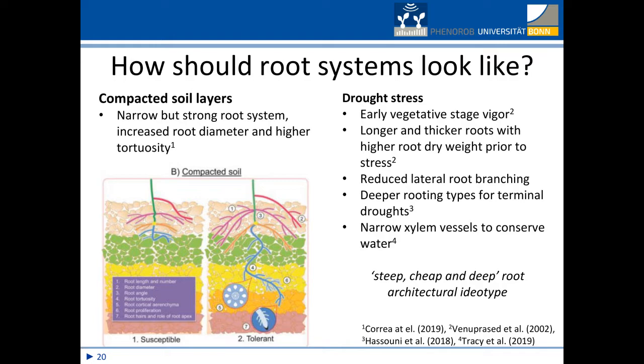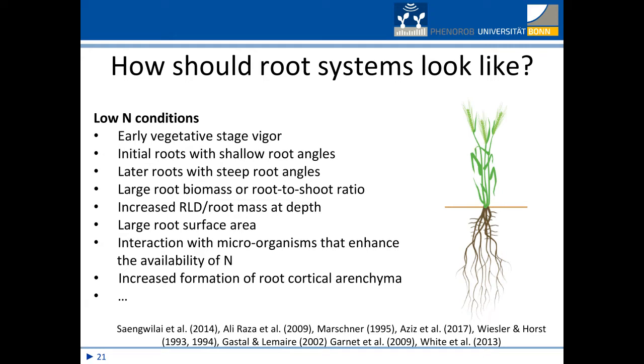Several studies also report that deeper rooting types, especially in terminal drought, are favorable. So in general, the steep, cheap and deep root architectural ideotype is favorable in case of drought stress. Why? Because it allows a greater acquisition of water during drought as the water table drops. And how should root systems look like in case they are grown in low nitrogen conditions?